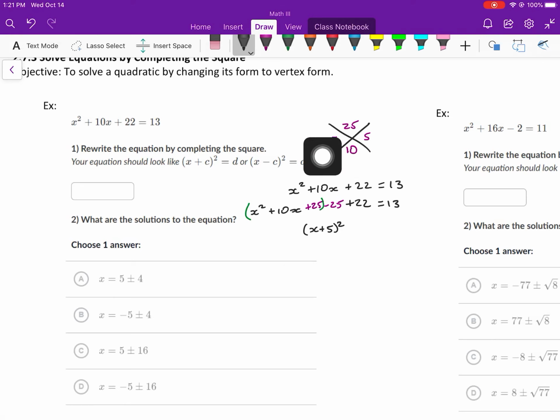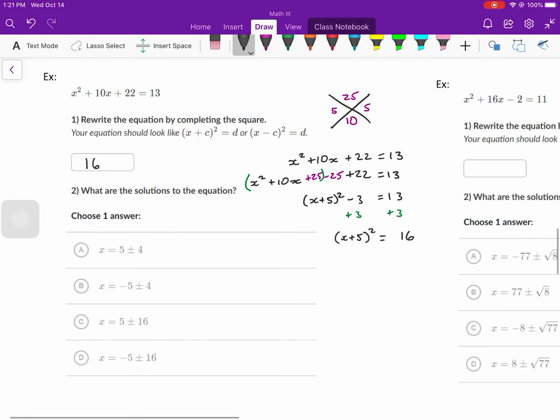Remember, this is the factored form of this here. We can see there are two factors, x plus 5. And then on the outside, negative 25 plus 22 is negative 3. And you'll see the form they wanted is x plus c squared equals some number. They don't want this negative 3 between the equal sign. There's the perfect square, then the equals, then the number. So I'm going to go ahead and move this over to the other side. I'm going to add the 3 over here, and I'm going to get that x plus 5 squared equals 16.